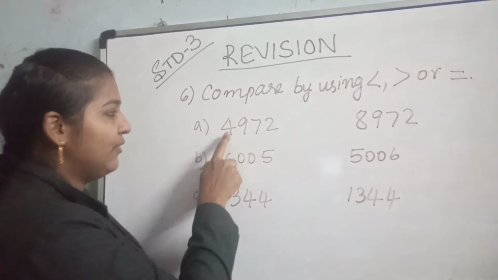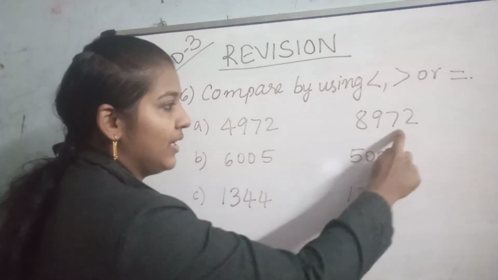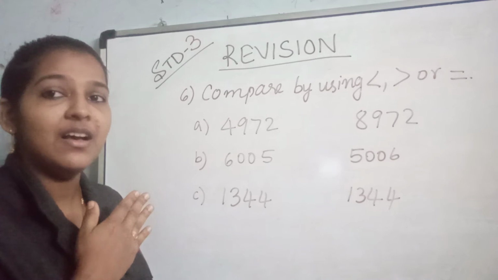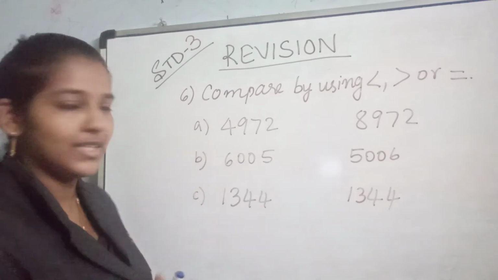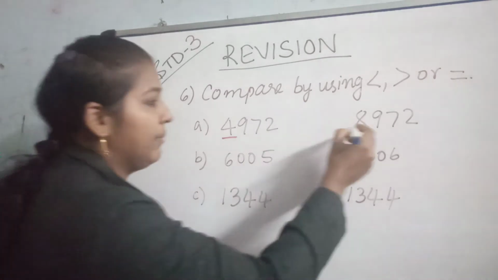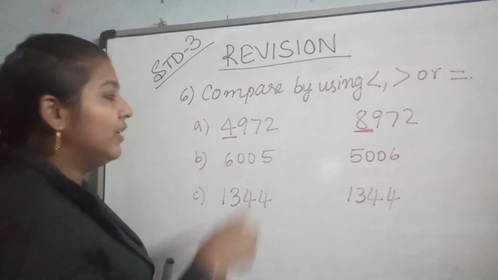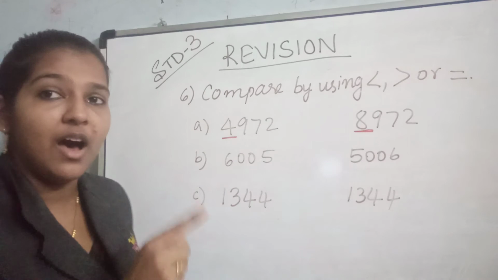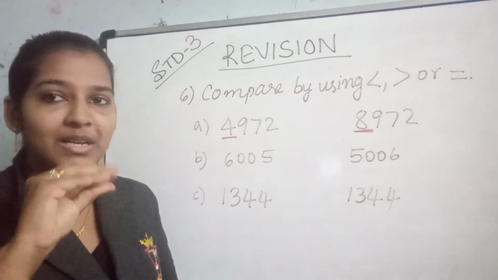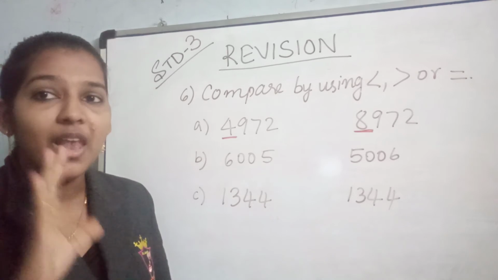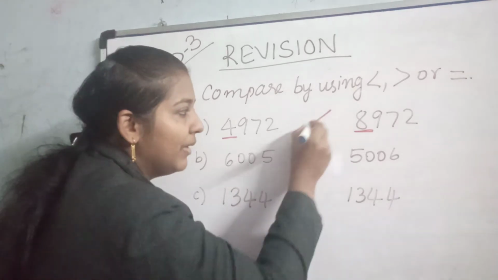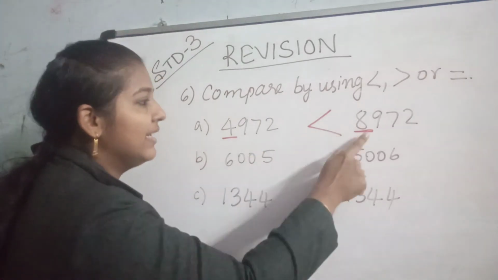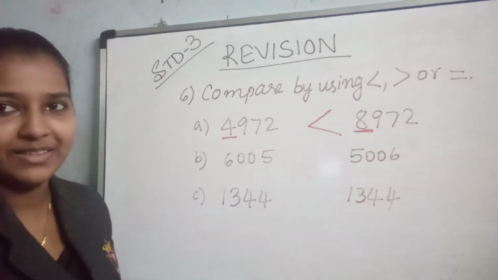Okay, so first one, 4972, 8972. Here both numbers are 4 digit numbers. So we have to compare the digits in the leftmost place, sorry, the highest place digits you compare. Here you can understand the 4 is smaller than 8, isn't it? And 8 is the larger number. And we know our symbols, the mouth of the symbol opens towards the large number. So, the symbol you can write like this. So, 4972 is less than 8972. Got it, children? Okay.